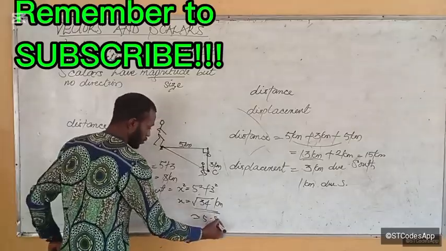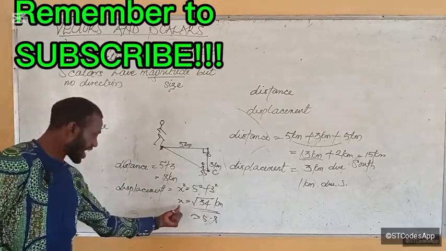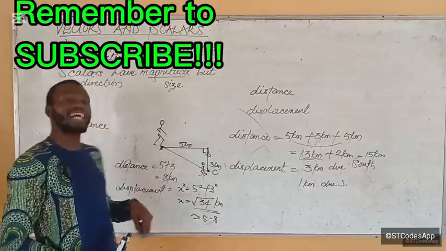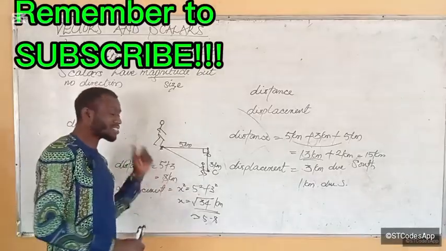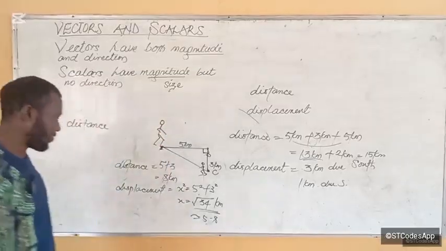Say 5.8 or so. Do you notice something? Do you notice that this value is also less than the distance traveled? This displacement is the shortest distance away from the starting point. Is that clear? All right.